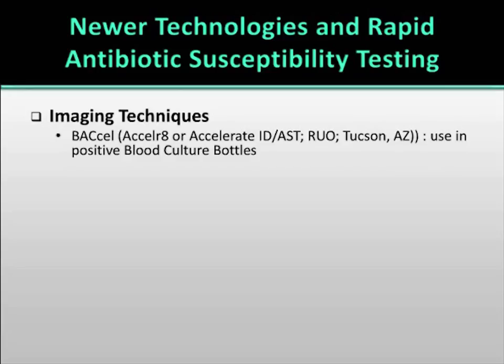So there are some imaging techniques. There's a system called BacterioScan, called Accelerate Identification and Susceptibility Testing. Right now, presently, it's being manufactured or worked on in Tucson, Arizona. It's in an RUO format, and it's for use in positive blood cultures. So you can actually get results more quickly than our traditional identification and susceptibility using imaging. And look out for that.